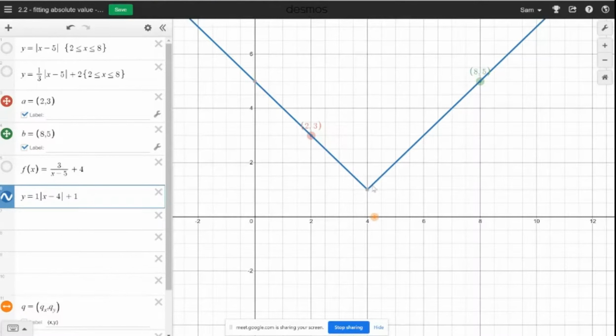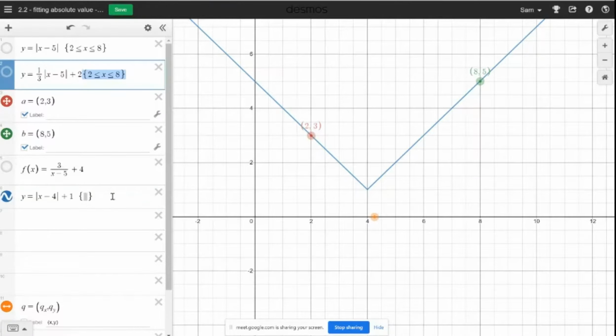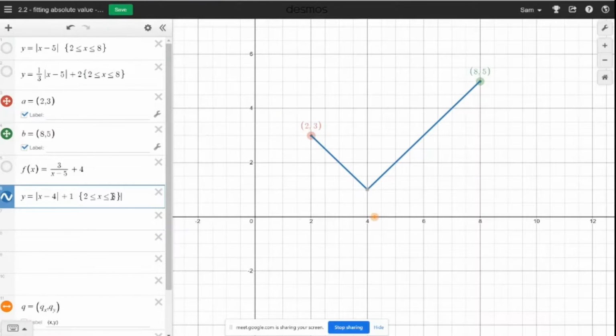And there you have it. It really works. We have just found an absolute value function that goes through our 2 points. It's pretty cool. Same domain that we used earlier. Just another little practice of how to use the hyperbola we found to make an absolute value function.